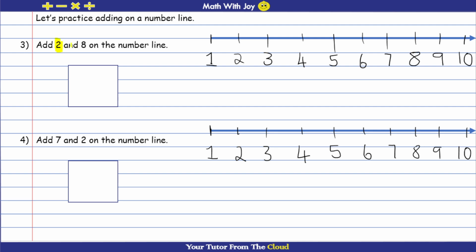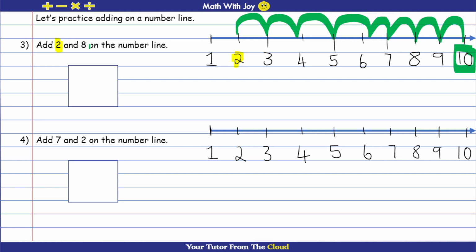Right, what happens if you add a 2 and an 8 on the number line? So again, you find the 2, the first number you must find. The second number tells us that we must move 1, 2, 3, 4, 5, 6, 7, 8. We move 8 spaces. That's because of the second number. And our final answer is 10. So that means that 2 adding 8 is going to give us 10.